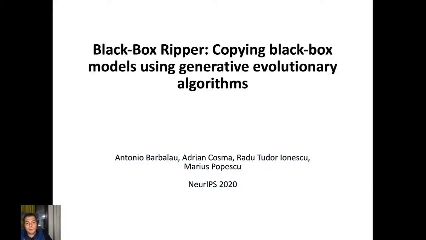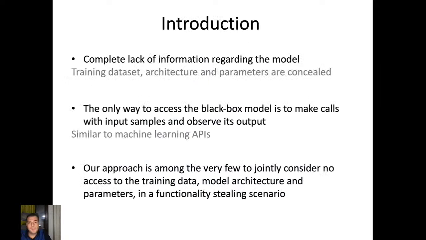Okay, so let's move to the final paper. As I mentioned earlier, this was used to generate images for the Kaggle competition. This paper was presented last year at NeurIPS 2020. The idea here is to try to copy the functionality of a model.